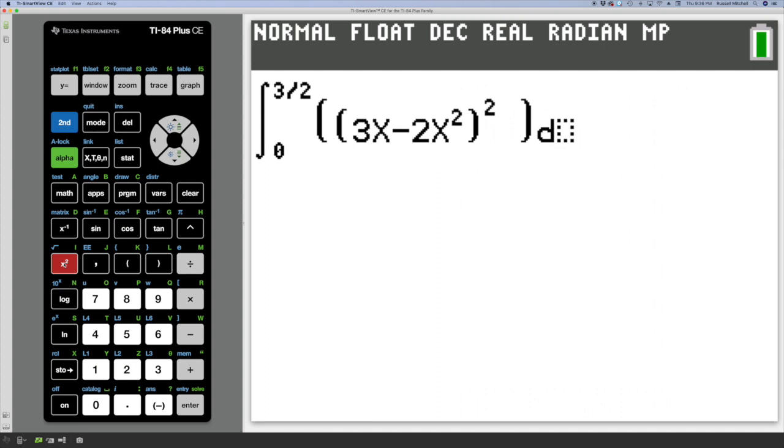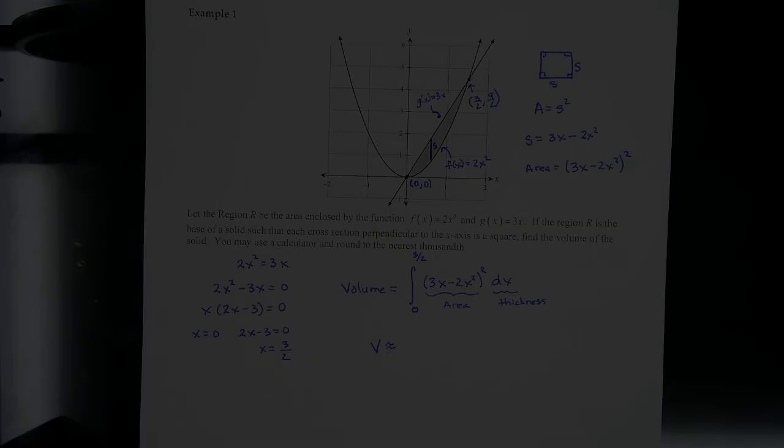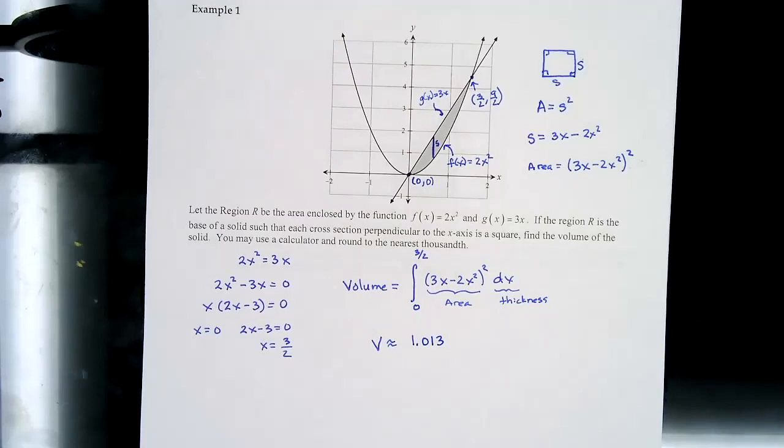So just double check every single time. I'm double checking 3x minus 2x squared, yes. And I'm going to square that, yes. And then moving over and making this dx. And there's our answer, 1.013. So we'll go back and record this. From our calculator, we get a volume of 1.013. All right, let's go to the next problem.